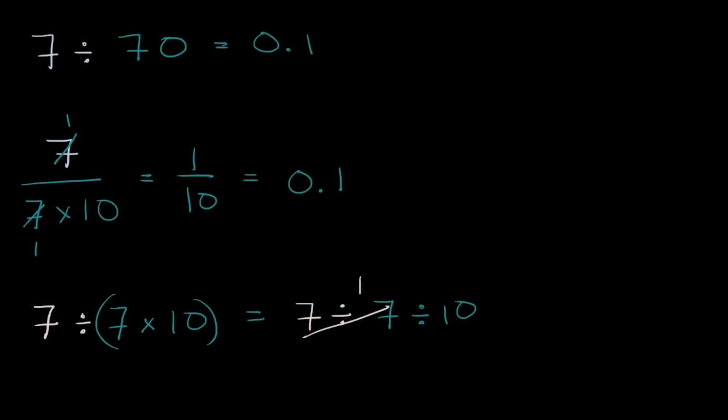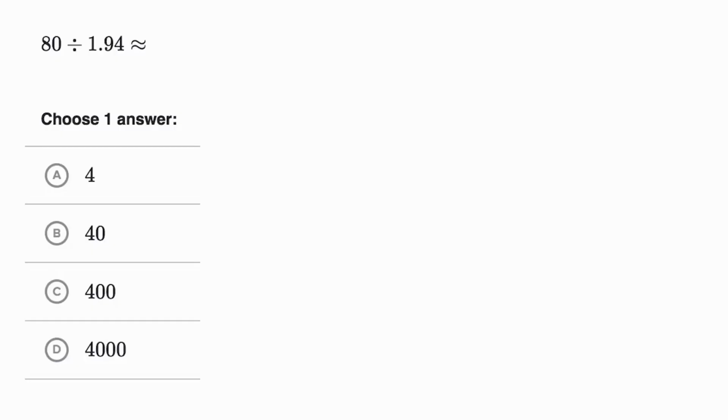What we're going to do in this video is get a little bit of practice estimating dividing with decimals. So for example, we want to figure out approximately, that's what this squiggly equal sign means. This means approximately equal. So what is 80 divided by 1.94 approximately equal to? So we want to estimate what this is. So pause this video and see if you can figure it out.